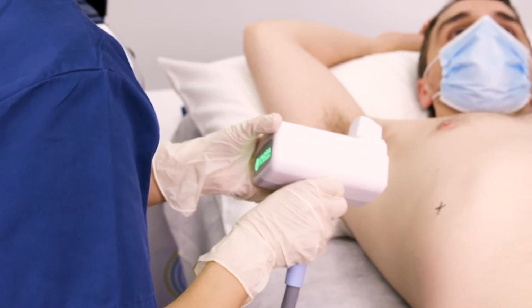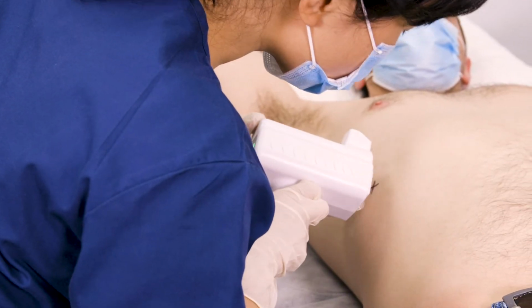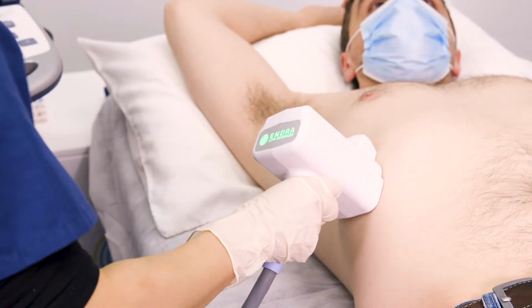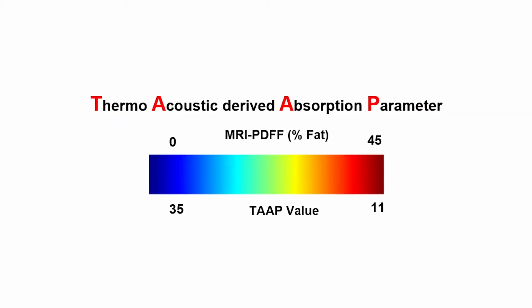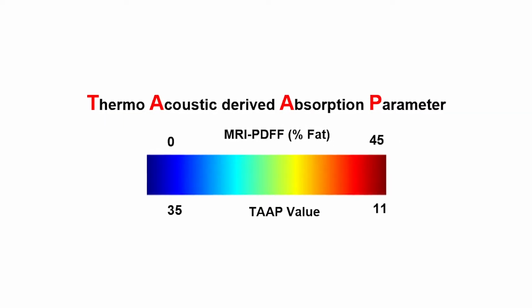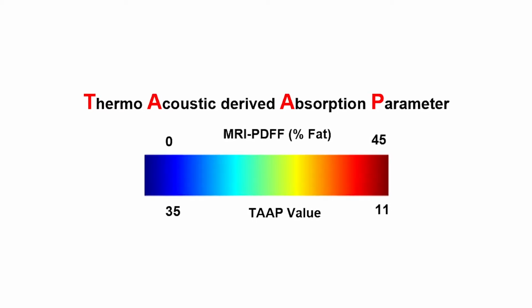The TAEUS fatty liver imaging probe, that we call FLIP, will provide a quantitative measure called the thermoacoustic derived absorption parameter, or TAP. In physics, TAP is known as the complex relative permittivity, the friction in the system as energy is stored in an electric field. In liver tissue, the complex relative permittivity is highly correlated to the magnetic resonance proton density fat fraction, the current quantitative gold standard in non-invasive, non-alcoholic fatty liver disease assessment.